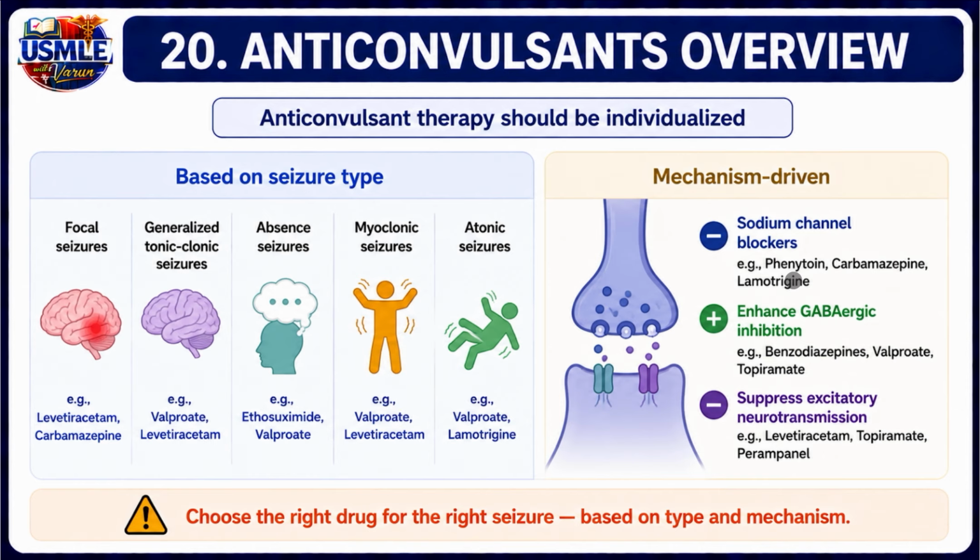One of those could be inhibiting the sodium channel, enhancing GABA activity by potentiating GABA A receptors, and also suppressing the excitatory neurotransmission.